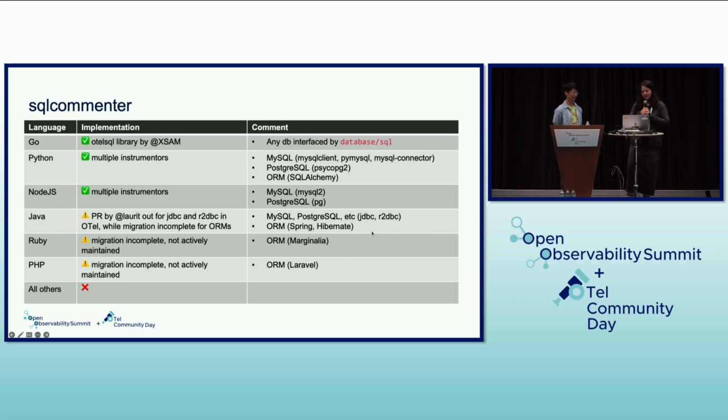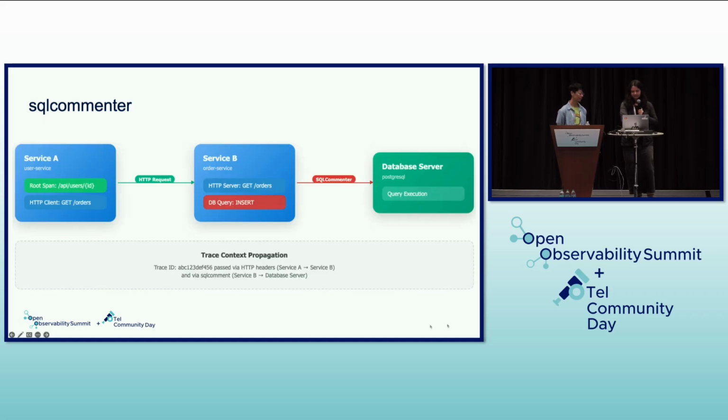But there are SQL commenters for Spring and Hibernate that are still really in the Google repo and not in language-specific OTel repos. Similarly, for Ruby and PHP, there's Marginalia and Laravel SQL commenting, respectively, in the Google repo still. Not actively maintained, hasn't been released in a few years, and for all other languages like .NET, nothing in OTel nor Google. What does all that give us?